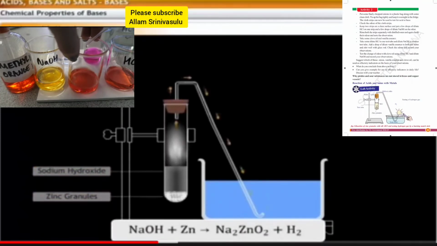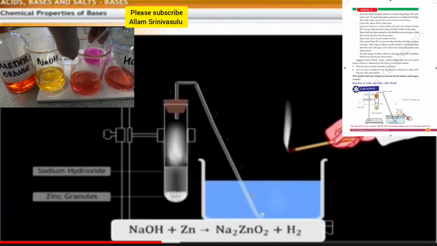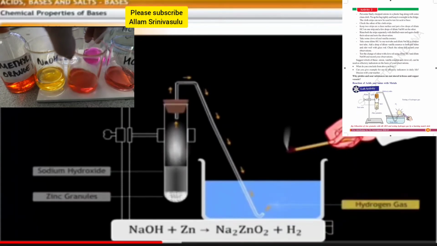Now arrange all the apparatus as shown in the figure. Sodium hydroxide reacts with zinc, forming sodium zincate plus hydrogen gas evolving. How can we decide? Take a burning matchstick and keep it near the soapy water, a pop sound is formed, so you can decide it is hydrogen gas.